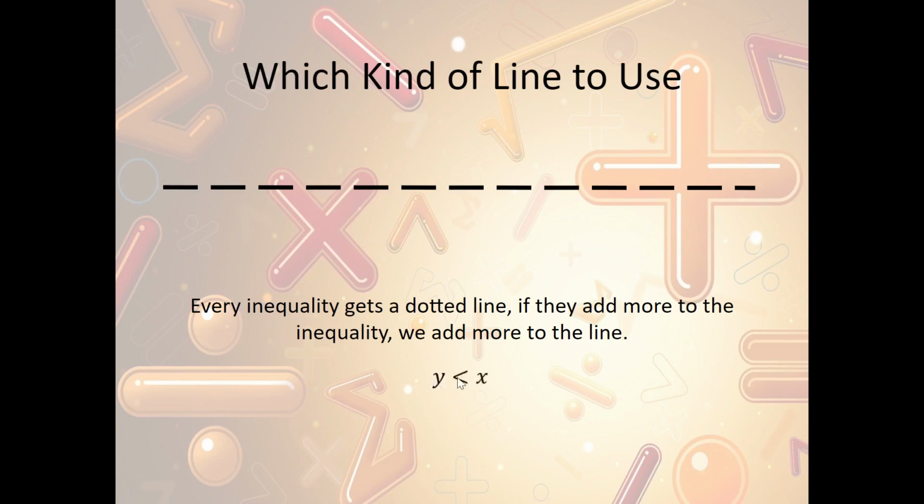So in this case, we have y is less than x. Well, I'm looking if they added anything extra, meaning that, did they add the bar here? If they didn't, which in this case they didn't, we'll leave it as it is and it stays as a dotted line.